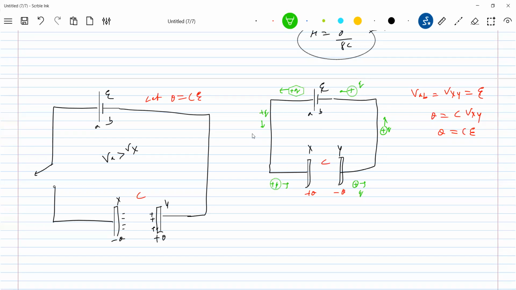So again, how to calculate the charge? I'll take help of the plate X. For plate X, what was the earlier charge? Minus Q. Some Q charge entered and it has become plus Q. So how much is it? 2Q. So how much charge the cell in fact has pushed, that 2Q charge it has pushed here.